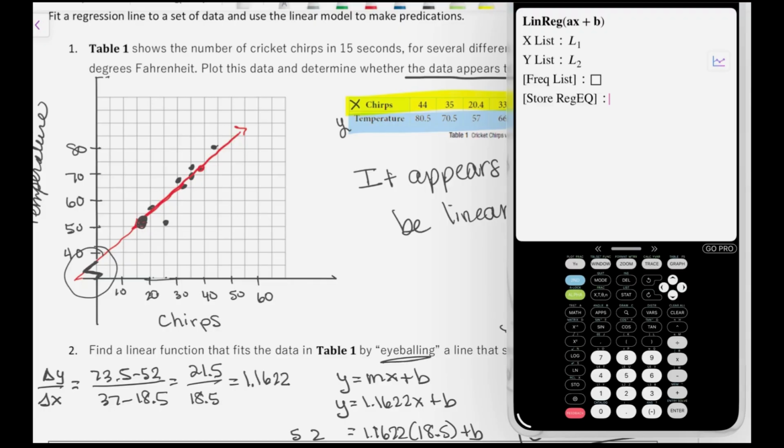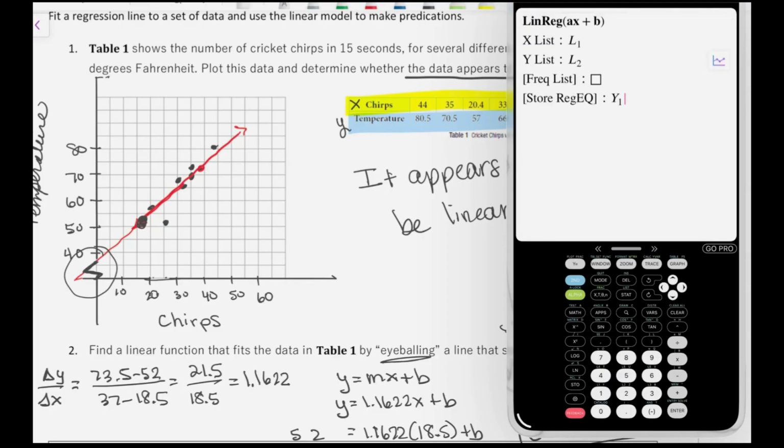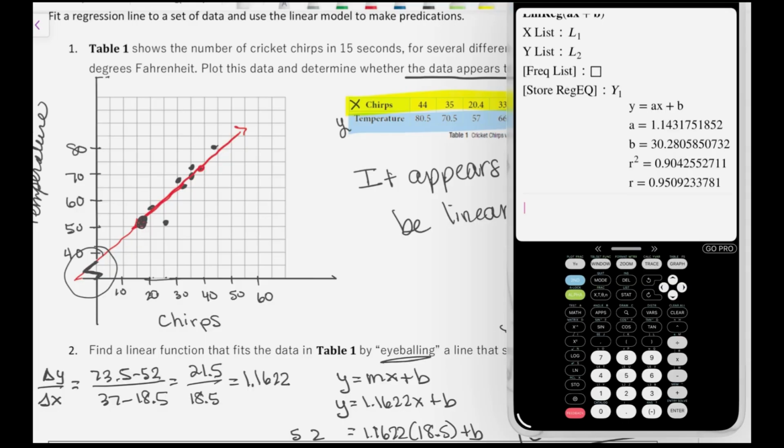You're going to go vars, y vars, function, and I'm going to put it in y1. It'll show up there, okay? Don't overthink that right now. If you didn't do that part, it's okay, hit enter. What you're seeing right here is A is the number in front of the X, so that's our slope.